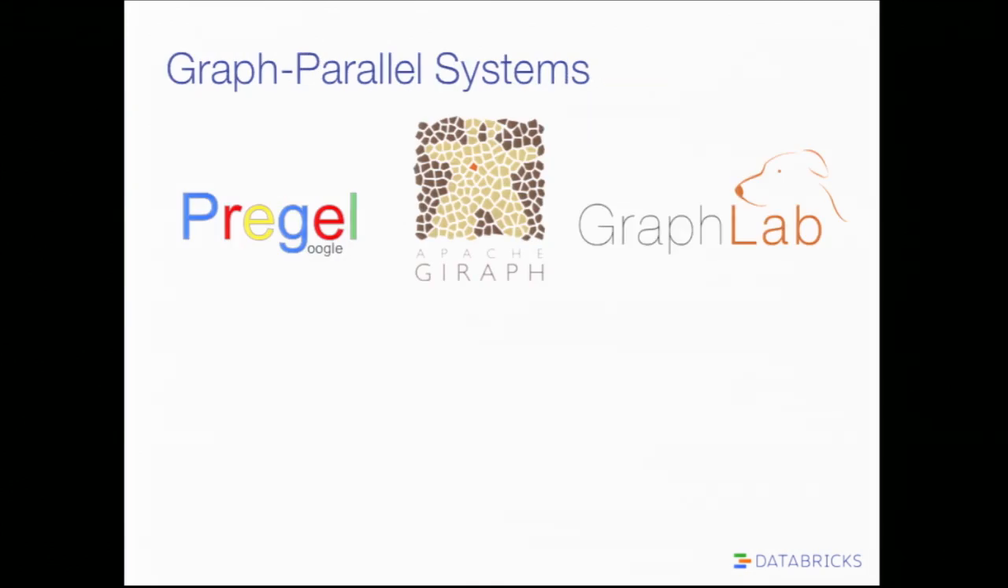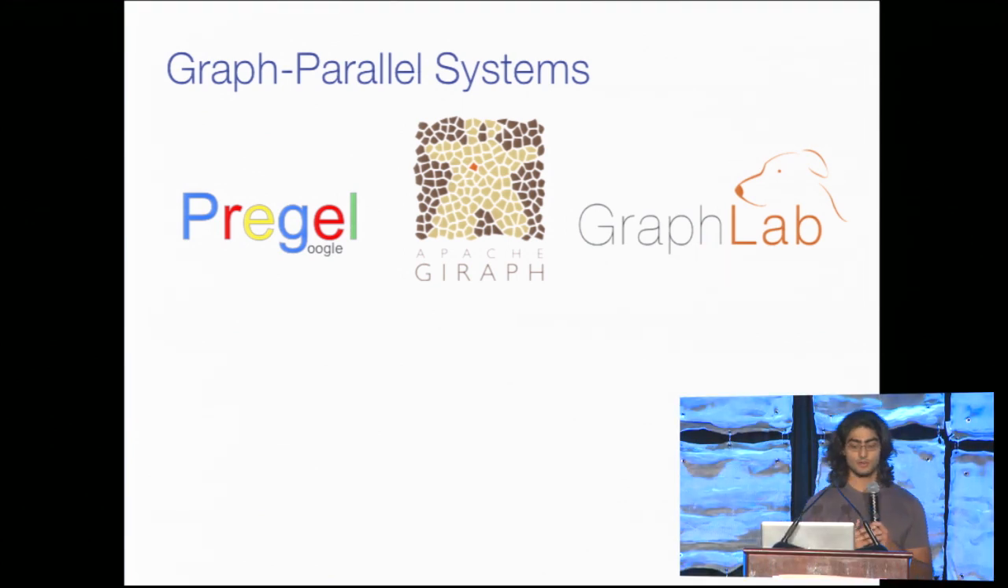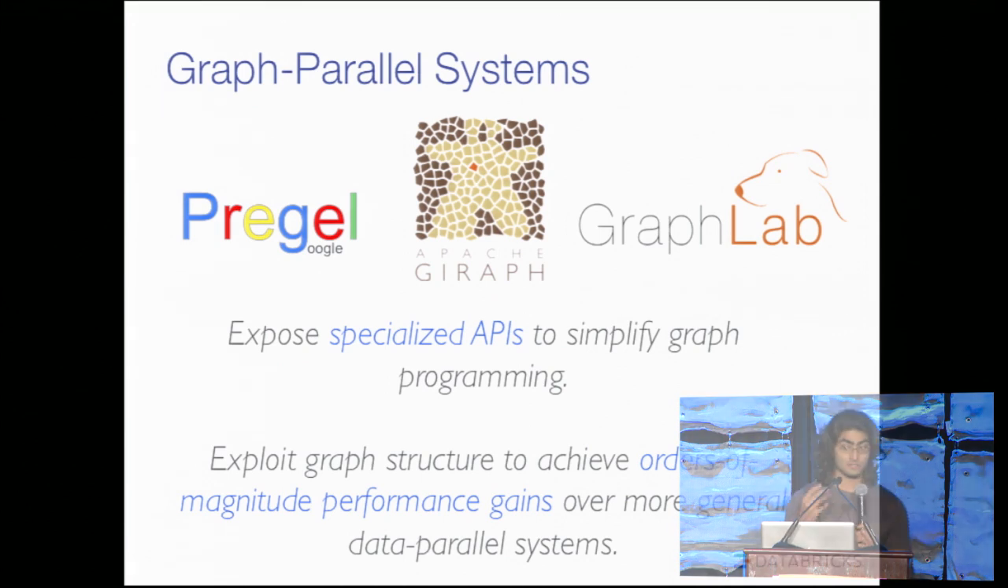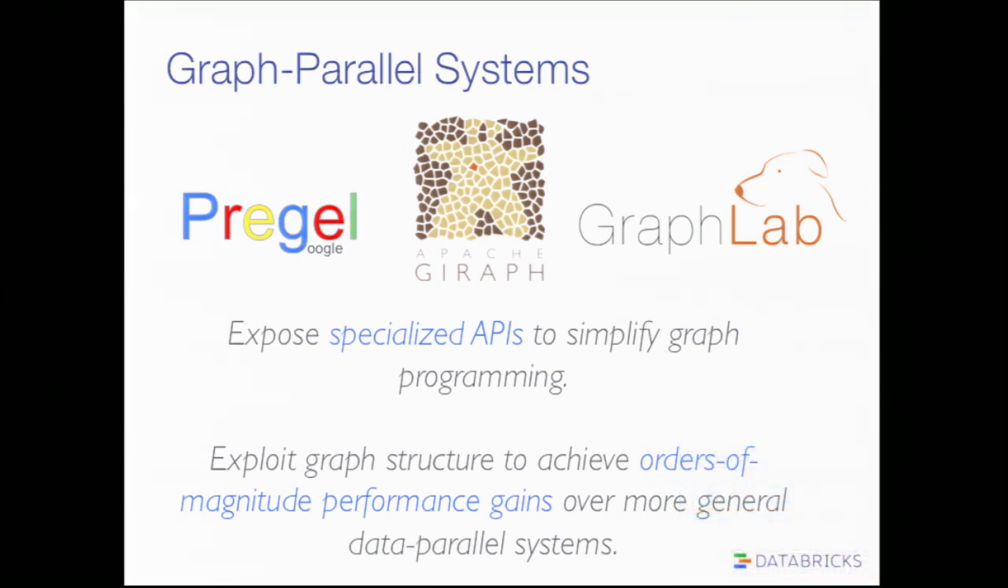So a variety of graph parallel systems have arisen to support that pattern, including Google's Pregel, there's Giraph, and GraphLab. And these systems expose specialized APIs, first of all, that let users express computation that fits that graph parallel pattern. And they also implement specialized optimizations to enable them to run much faster than general data parallel systems like MapReduce.